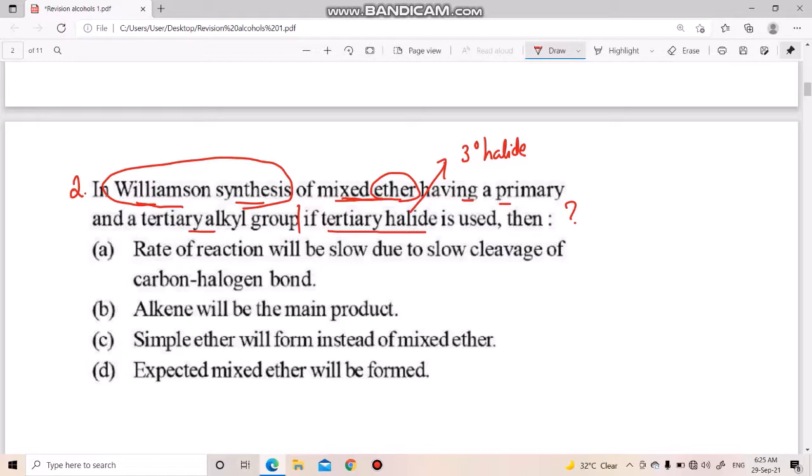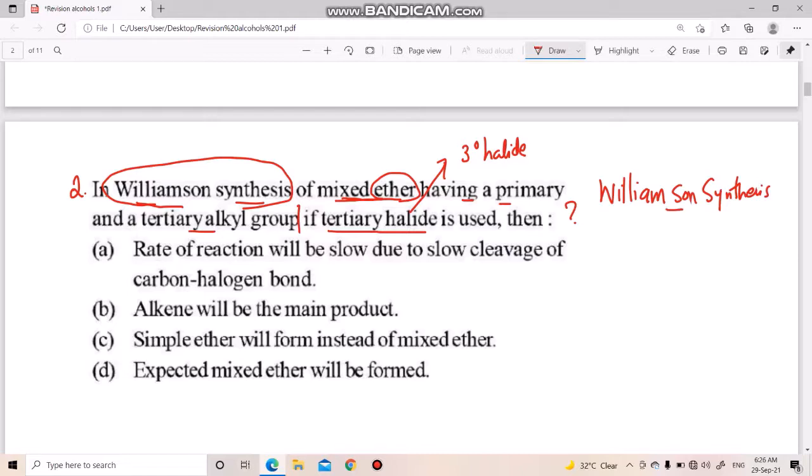Four options are given. First I will teach you briefly what Williamson synthesis is. Next we can discuss this question. Listen here. What is Williamson synthesis? Williamson synthesis is used for the preparation of ethers having primary and tertiary alkyl groups.